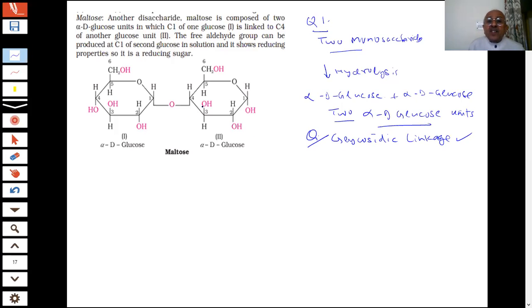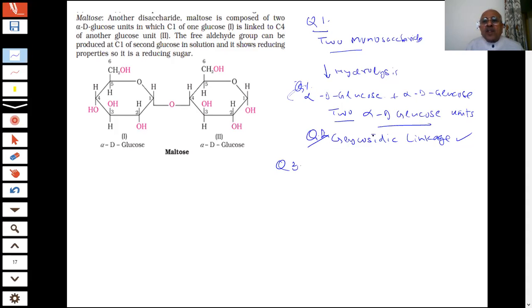When two monosaccharides are linked through an oxide linkage by the loss of a water molecule, that is called glycosidic linkage. So another question is, where is the linkage in this? Question number 1, question number 2, and question number 3. What are the two units of which maltose is composed? Two units of alpha D glucose.